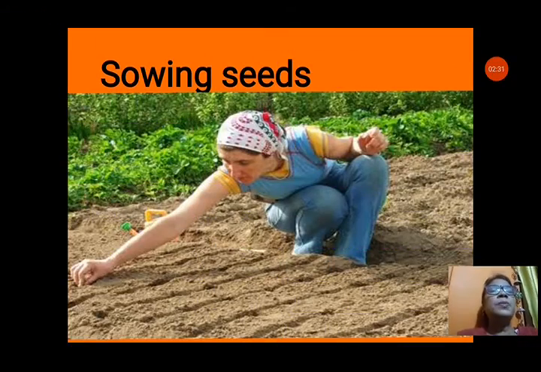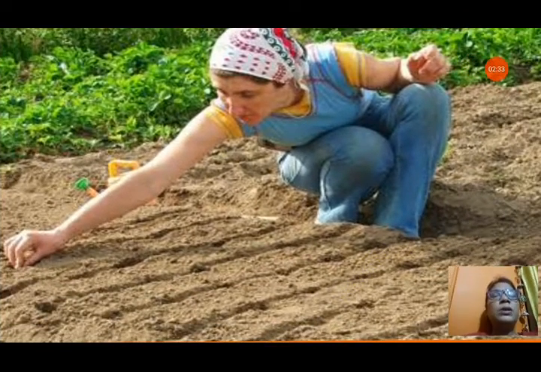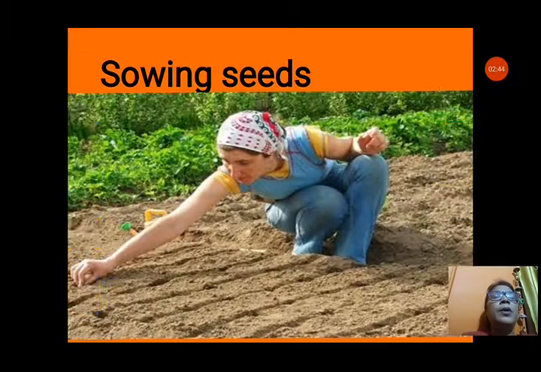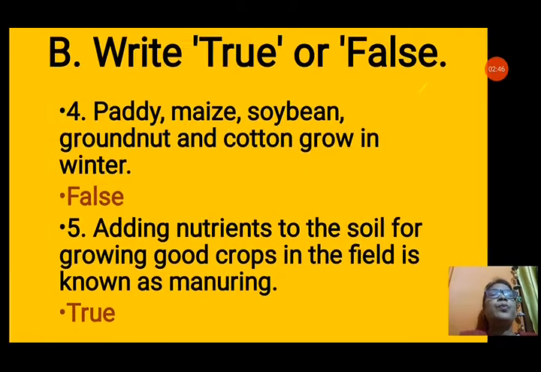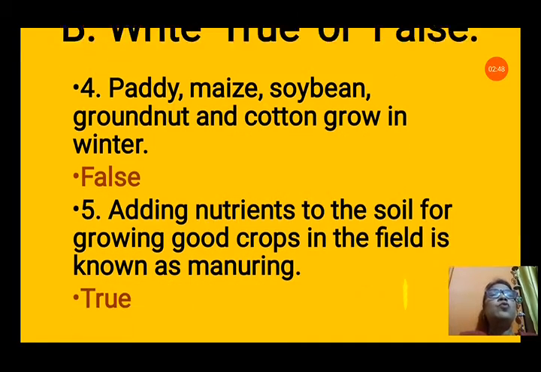Now next you can see the picture of sowing seeds. You can see how nicely the seed is put inside the soil so that it can develop into a new plant. It can be done manually and by tractor also.